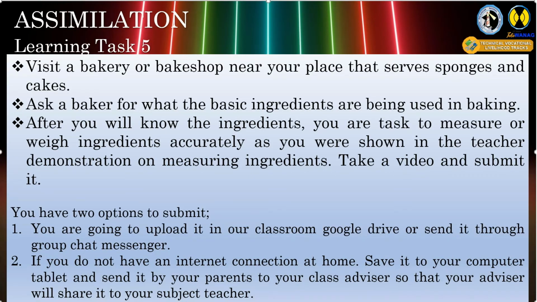In your learning task number 5, you are going to visit a bakery or bake shop near your place that serves sponge and cakes. Ask the baker for what the basic ingredients are being used in baking. After you will know the ingredients, you are tasked to measure or weigh ingredients accurately, as you were shown in the teacher demonstration on measuring ingredients. Take a video and submit it.